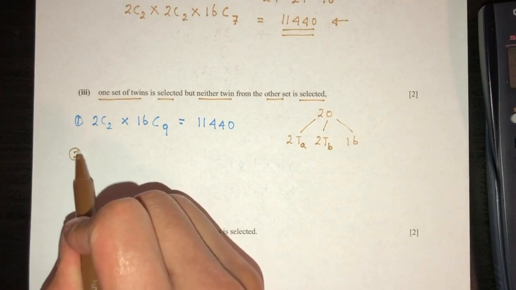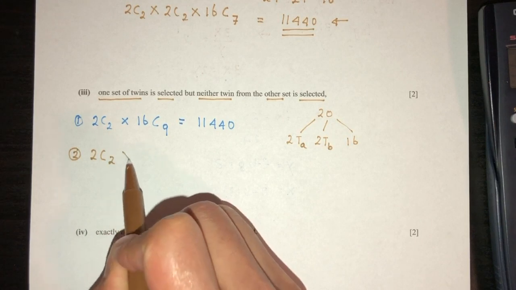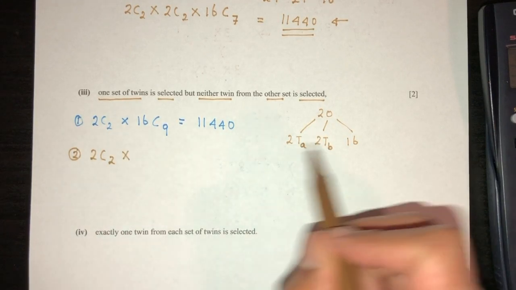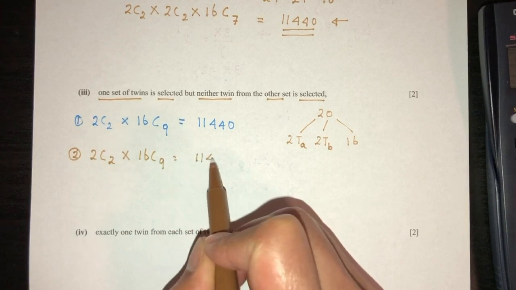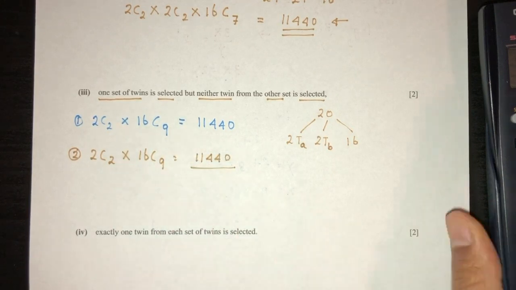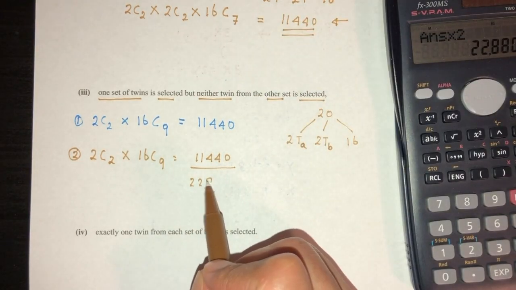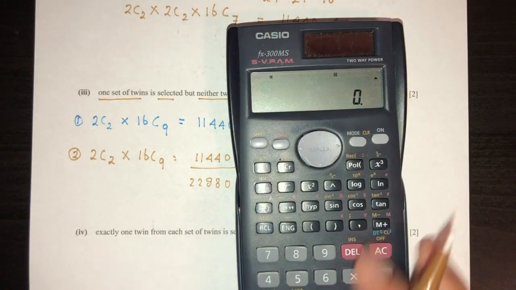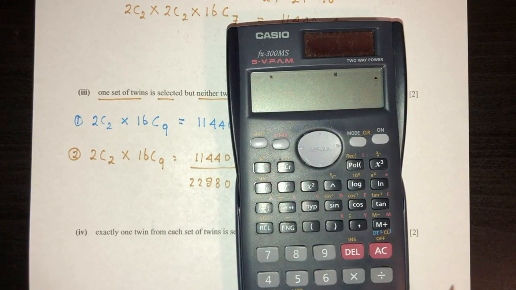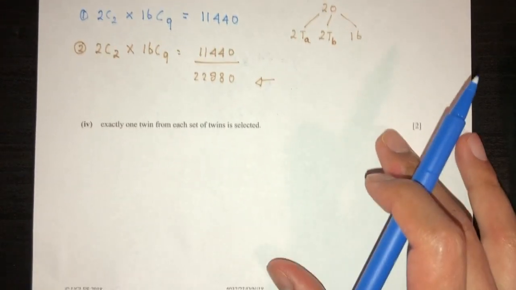Now next option, we choose 2 of 2 from set B, and we don't choose anyone from here. We choose the remaining from the 16. That will be the same thing. So you have to add both options to find your total number of ways, which is 22880. That will be your answer. Let me check something: 16 choose 7 is also the same value. Okay, good. So that will be part 3 of the question.